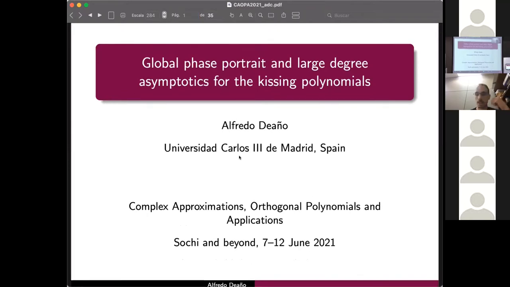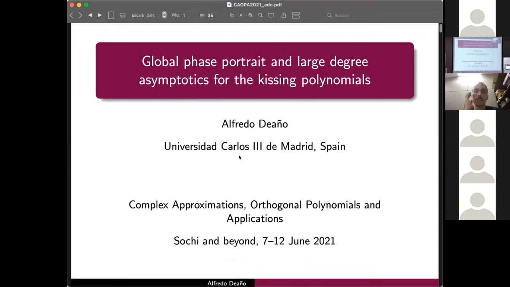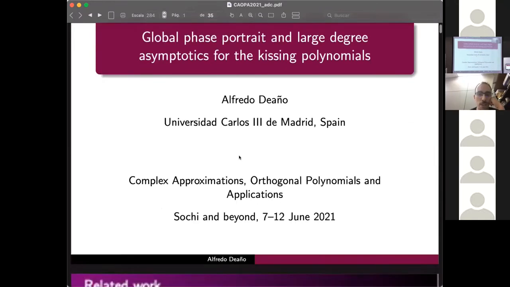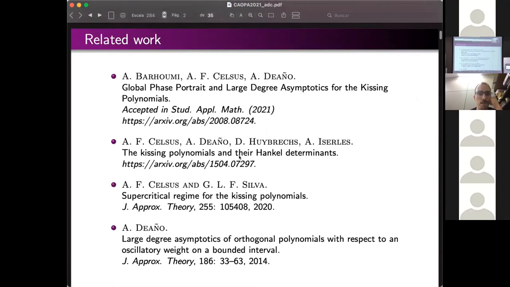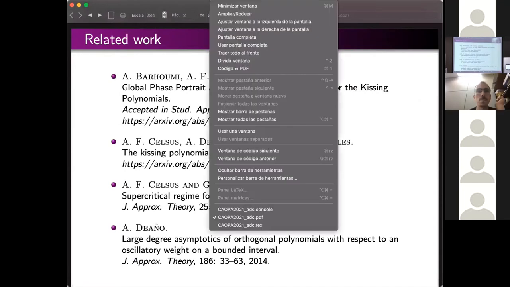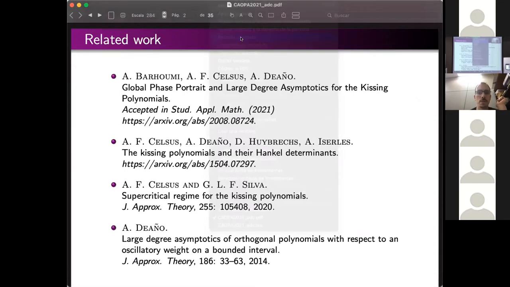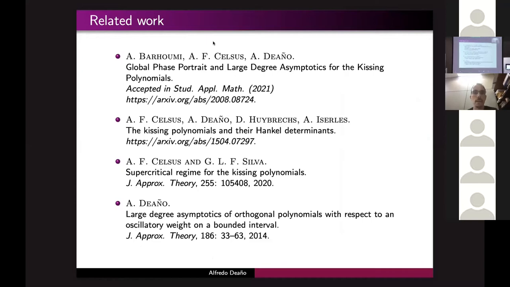Let me see. Okay, yeah. So this talk is again on a topic related to orthogonal polynomials, although not only. It's based on a recent paper. Maybe we can do this. Wait, if I can put this so that it doesn't slow. Okay, maybe like this.